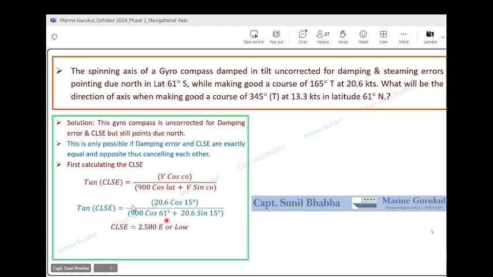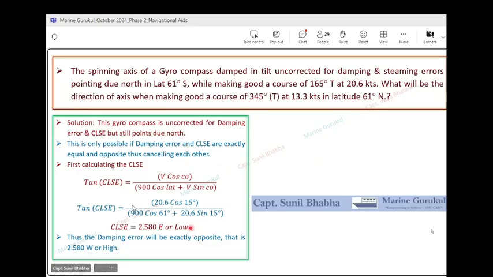So when we put these in the calculator, we get the steaming error as 2.580 degrees. The name of the steaming error will be east or low. Now, why is it east or low? That's because the course which we are having, 165 degrees true, is a southeasterly course, has a southerly component. Whenever the course has a southerly component, the steaming error is always east or low. So we have the steaming error available to us now.